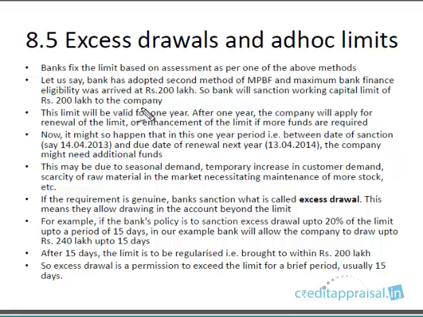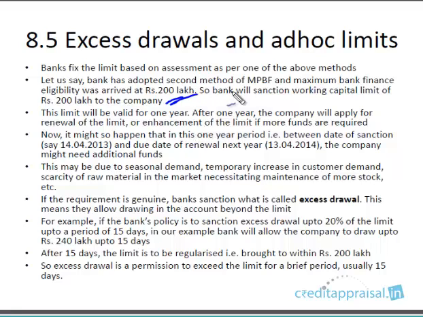So now banks have completed the assessment. Say you're a company, you have applied for a particular limit and the bank has sanctioned it. Say, for example, the bank has sanctioned 200 lakhs. The company has submitted the proposal, the application was processed, and MPBF was arrived at as 200 by some method, maybe the second method of lending, and the limit was sanctioned at 200 lakhs.